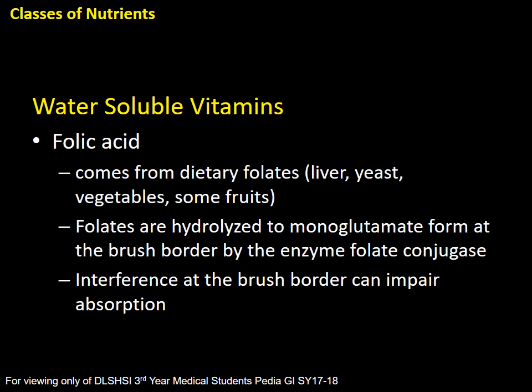How about folic acid? The source of your folic acid usually is from dietary folates such as liver, yeast, vegetables, and some fruits. Folates are hydrolyzed to monoglutamate form at the brush border by the enzyme folate conjugase. Any interference at the brush border can impair absorption of this vitamin.